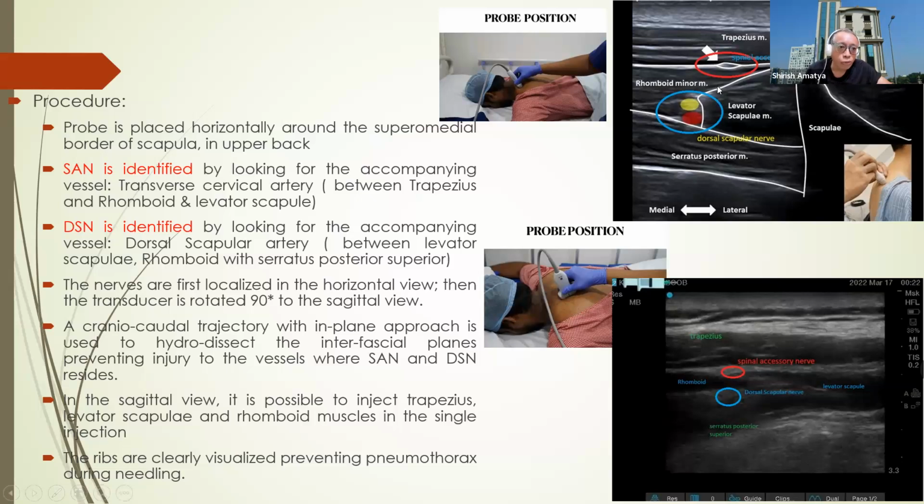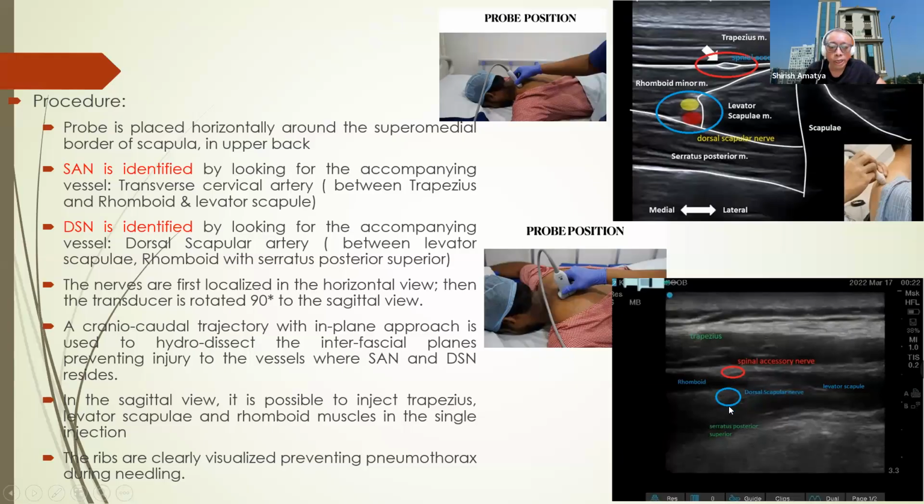Once we get this view, we turn the probe 90 degrees so as to get the sagittal view. You can see nicely here that the probe has been turned so as to get the sagittal view of all three muscles. If we turn the probe 90 degrees like this, we will be able to see these three layers of muscle. The upper one is trapezius, the middle one is rhomboid and levator scapulae, and the lowermost one is serratus posterior muscle. You can nicely see the spinal accessory nerve between the first and second layer, and the dorsal scapular nerve between the second and third layer.